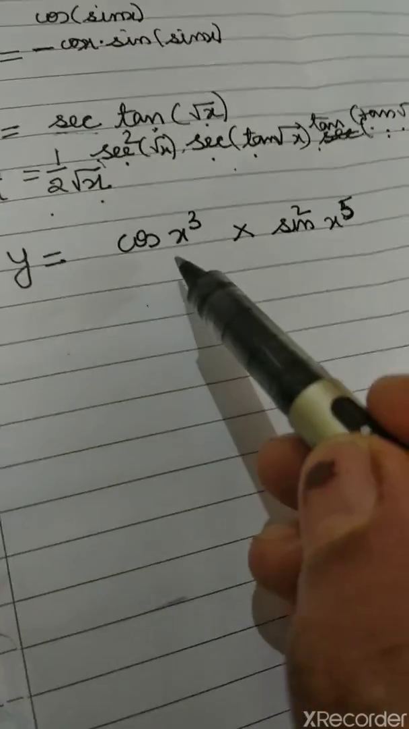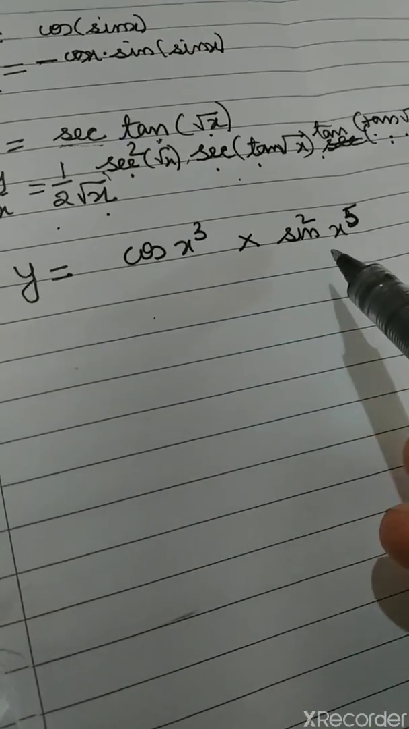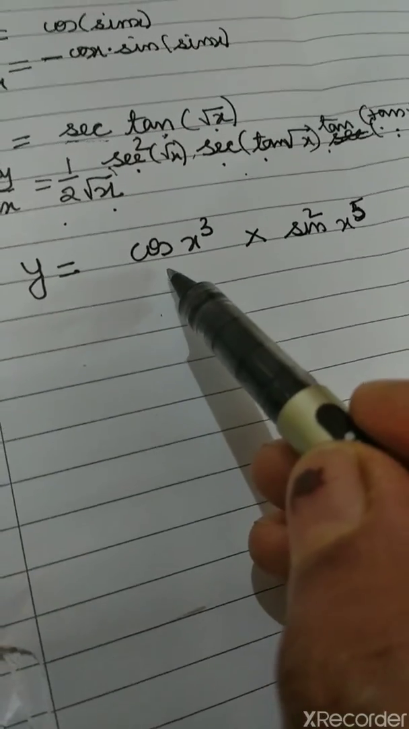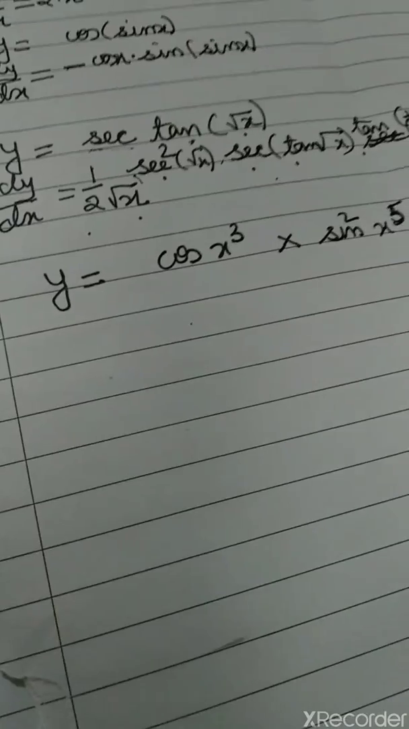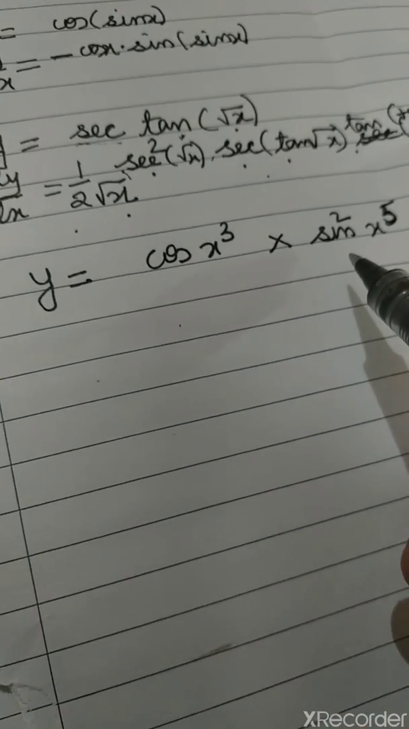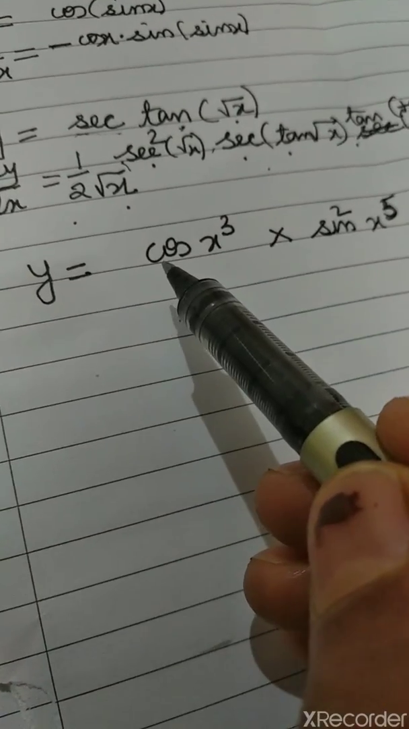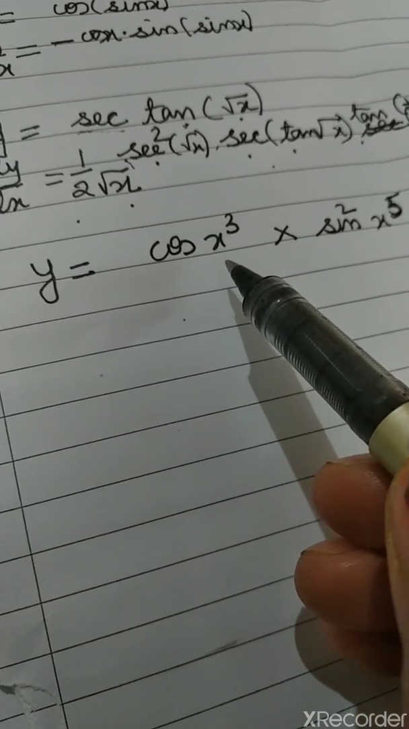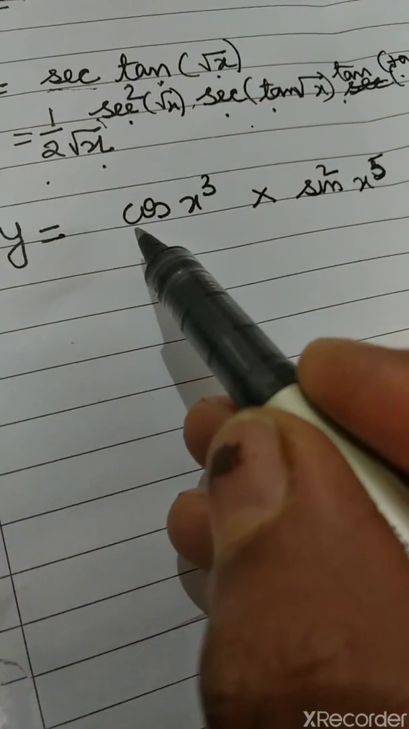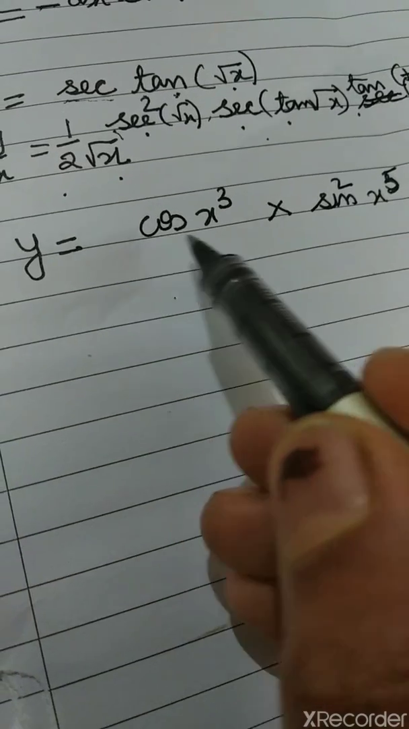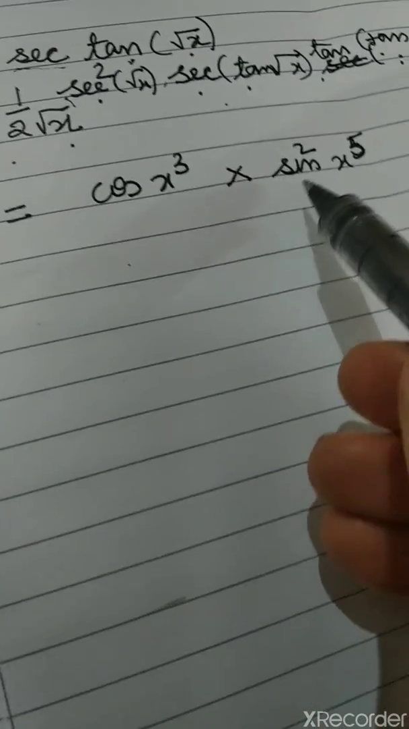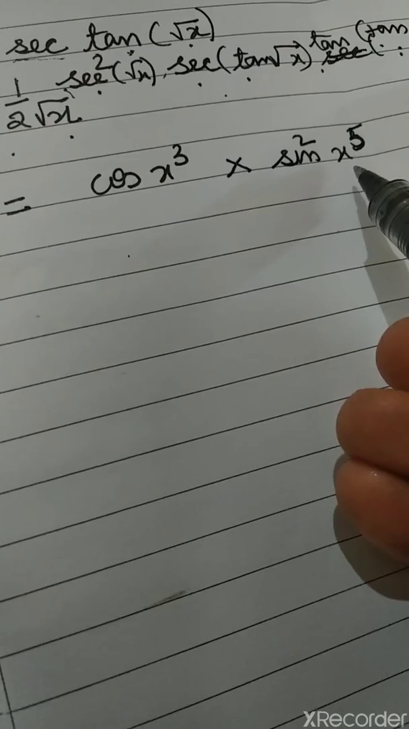Now here, the combination of functions is first the product rule. The product rule says differentiate one function at a time, keeping the rest of the functions as constants. The first function that we'll be reading is cos of x cube. So this is to be differentiated first, keeping sine square x to the index 5 as a constant.